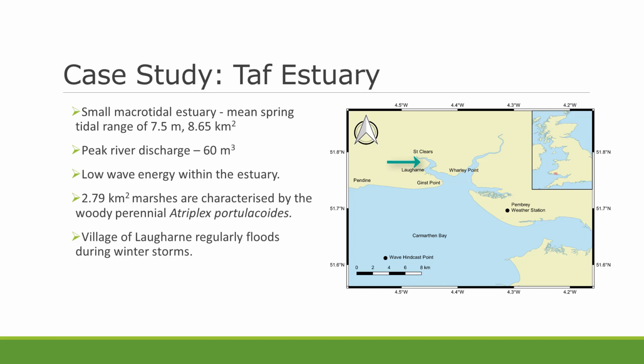This project focused on the salt marshes of Wales in particular, and as such the Taf Estuary in southwest Wales was chosen, highlighted here by the green arrow. The Taf represents a typical Welsh estuary in terms of size, tidal characteristics and morphodynamics. It is a small macro-tidal estuary with a mean spring tidal range of 7.5 metres, a neap tidal range of 3.7 metres, and the River Taf has an average daily freshwater discharge of 7 cubic metres per second, with an extreme high of 60 cubic metres per second during winter and low of 0.6 cubic metres per second during summer.